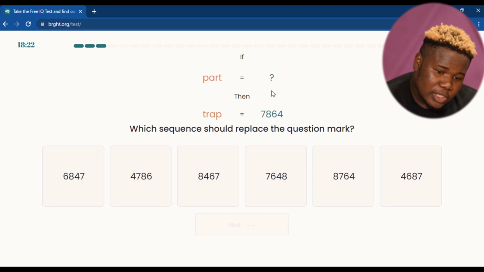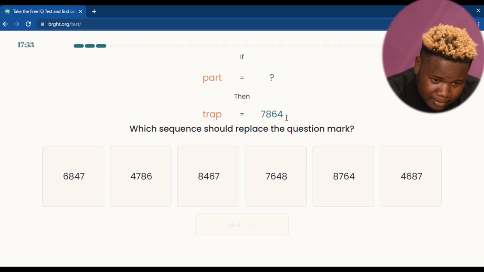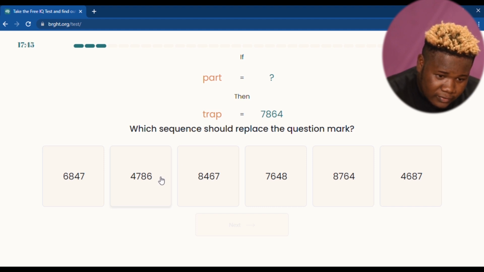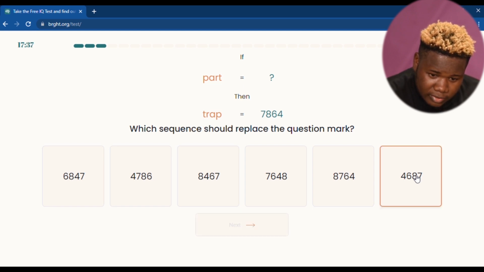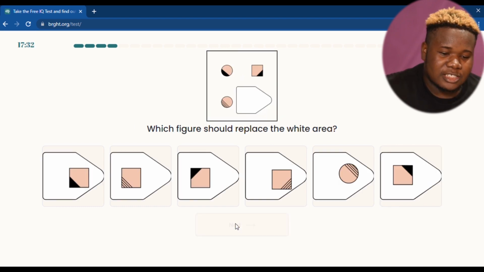Part, same thing. Okay, part is trap. So P at the end is 4. Same thing with the last one. So we have 4, 4, 6. It's actually backwards. 4, 6, 8, 7. Yeah, T should be 7. Yeah, 4, 6, 8, 7. Next. I feel like I'm smashing this, actually.